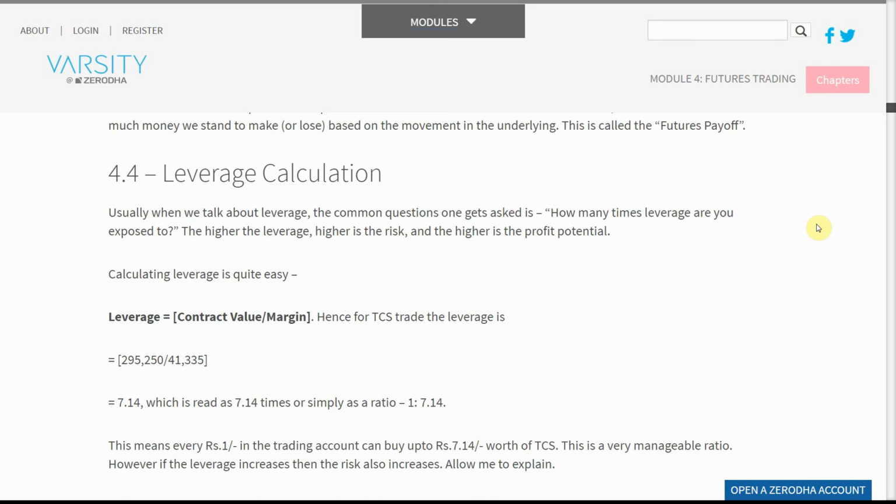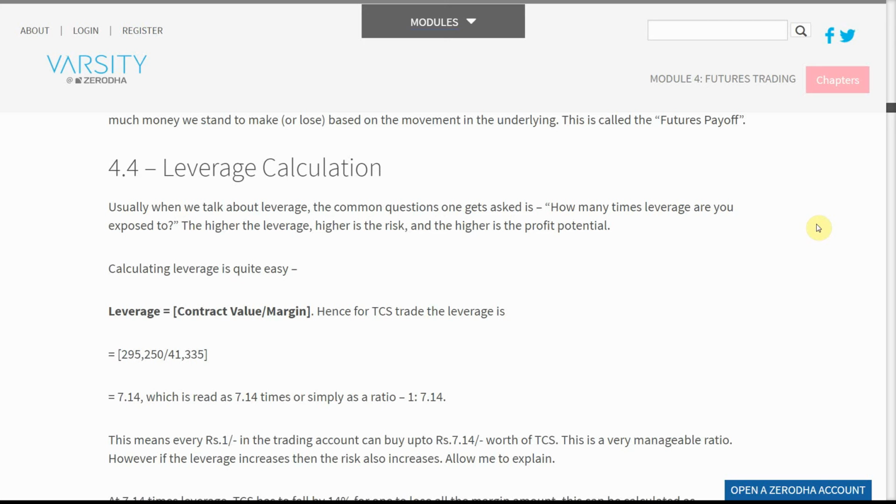4.4 Leverage calculation. Usually when we talk about leverage, the common question one gets asked is, how many times leverage are you exposed to? The higher the leverage, the higher is the risk, and the higher is the profit potential. Calculating leverage is quite easy. Leverage equals contract value divided by margin. Hence for the TCS trade the leverage equals 295,250 divided by 41,335 equals 7.14.